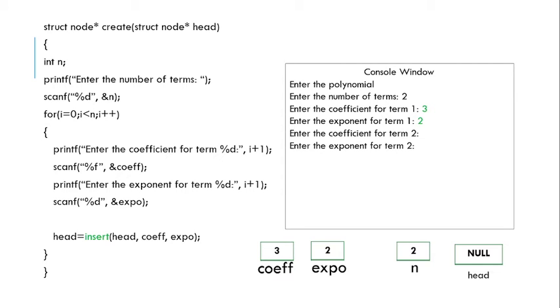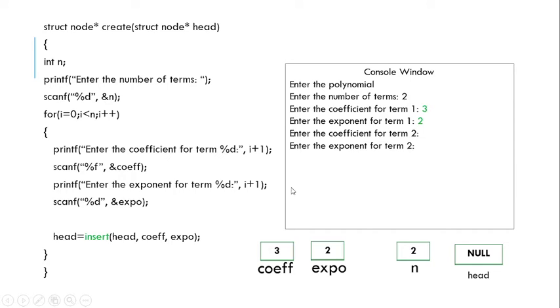So we have the create function. The argument is the first node of the linked list. In this function, first of all, we will ask the user how many terms are required, how many terms are there in your linked list. User enters the number of terms.